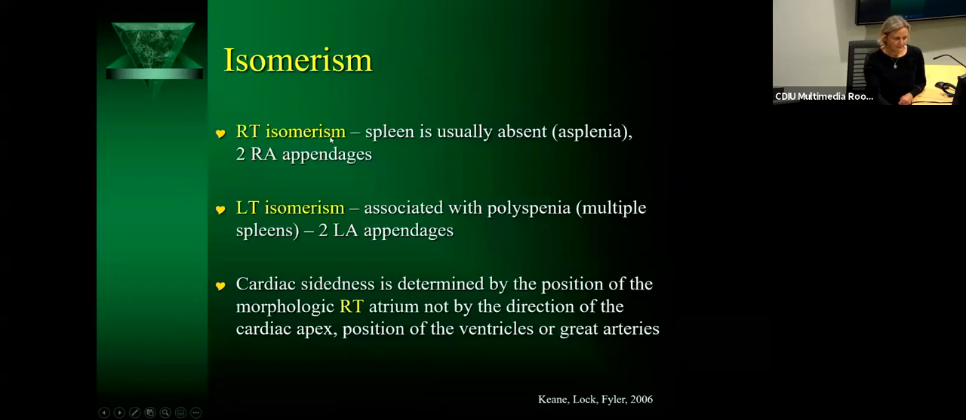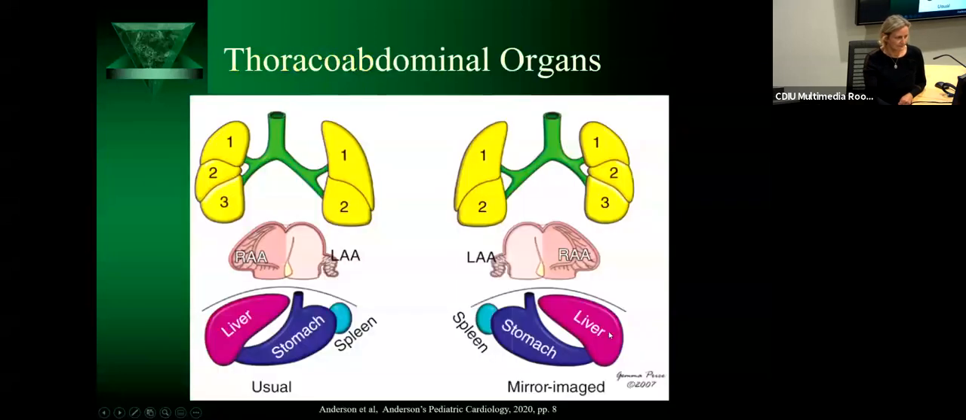In right isomerism, the spleen is usually absent because the spleen isn't on the right side. So we call that asplenia. Two right atrial appendages are associated with asplenia, and left isomerism can be associated with polysplenia, so multiple spleens and two left atrial appendages. Cardiac sidedness is determined by the position of the morphologic right atrium, not by the direction of the cardiac apex, position of the ventricles, or the great arteries.